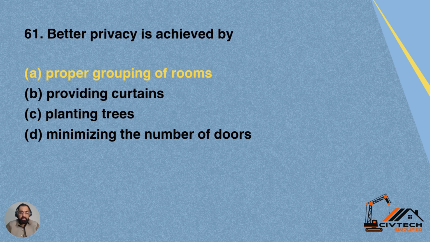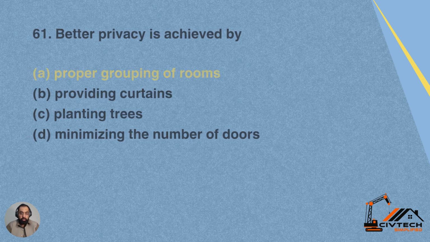Question 61. How can we achieve better privacy? A, proper grouping of rooms; B, providing curtains; C, planting trees; D, minimizing the number of doors. By planning the grouping of the rooms, we can better achieve privacy in a house. So option A is correct for this question, which is proper grouping of the rooms. Better privacy can be achieved through proper grouping of the rooms.